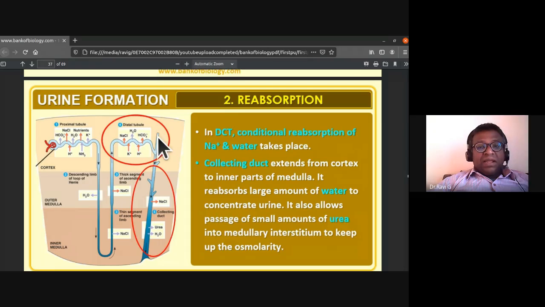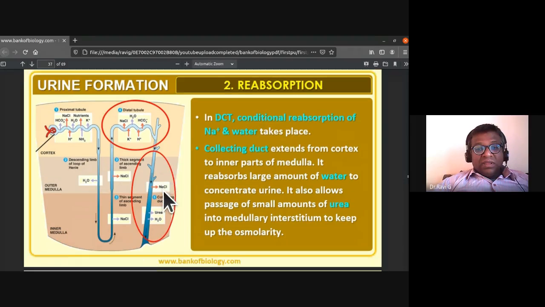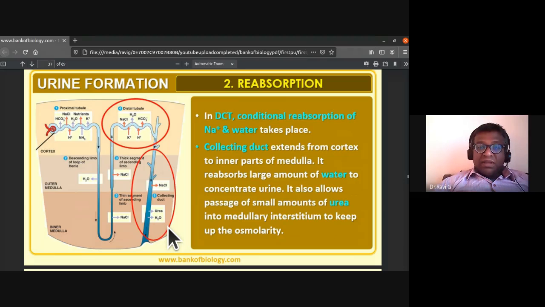The collecting duct extends from the cortical region of the kidney to the inner parts of the medulla. It reabsorbs a large amount of water to concentrate urine.